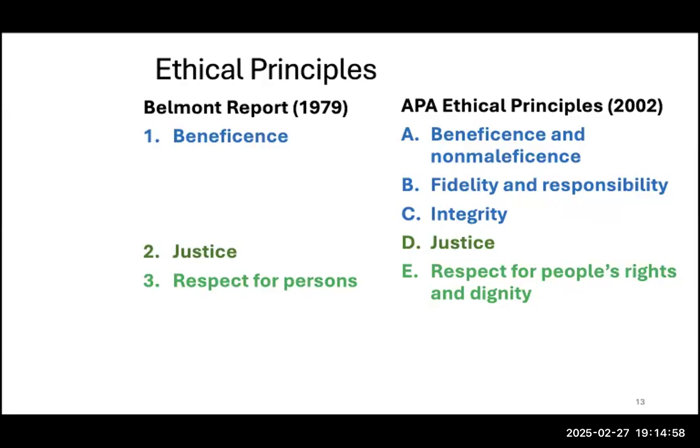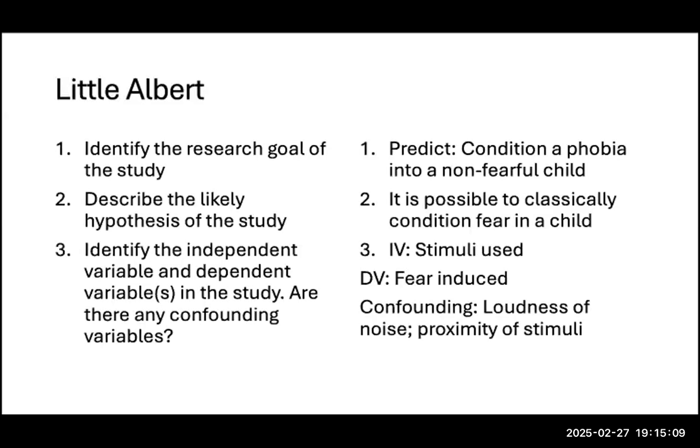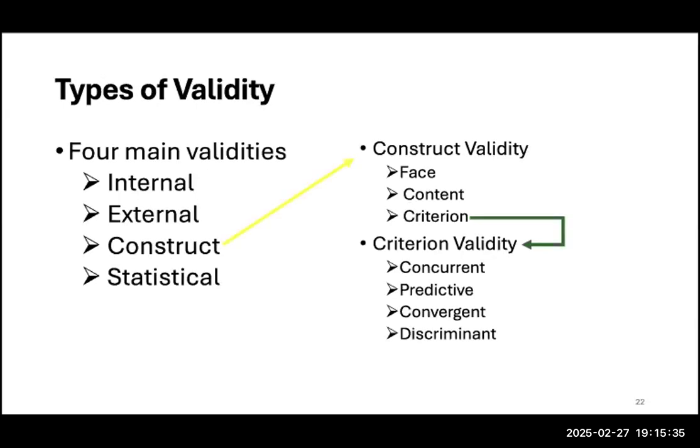Okay, let me see what else. Make sure you know the experiments, right? We have Little Albert, the Tuskegee trials, Milgram's obedience study, and the Stanford prison experiment. So you want to make sure that you know all of those well enough that you can talk about what their research goals were and what their problems were. So look back on the discussion component that we covered online.